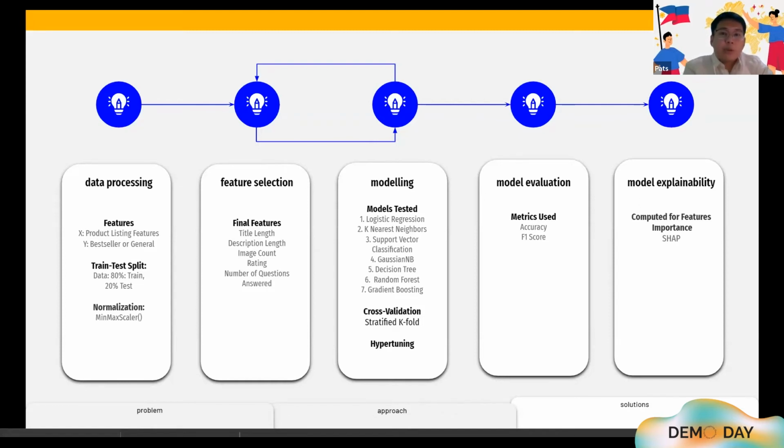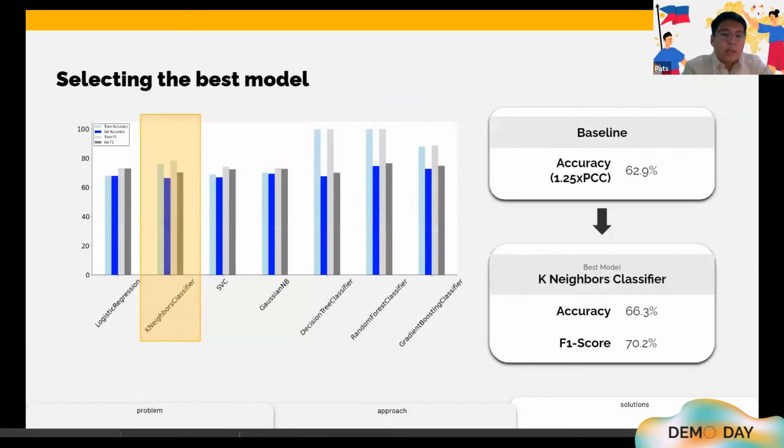Lastly, we look into the most important features in classifying product listings. After training and testing to see which model would give the best results, we selected K-nearest neighbors classifier as the best model because it gave relatively high accuracy and F1 scores without overfitting. Compared to the baseline accuracy of 62.9%, our model had a higher accuracy of 66.3% with an F1 score of 70.2%.